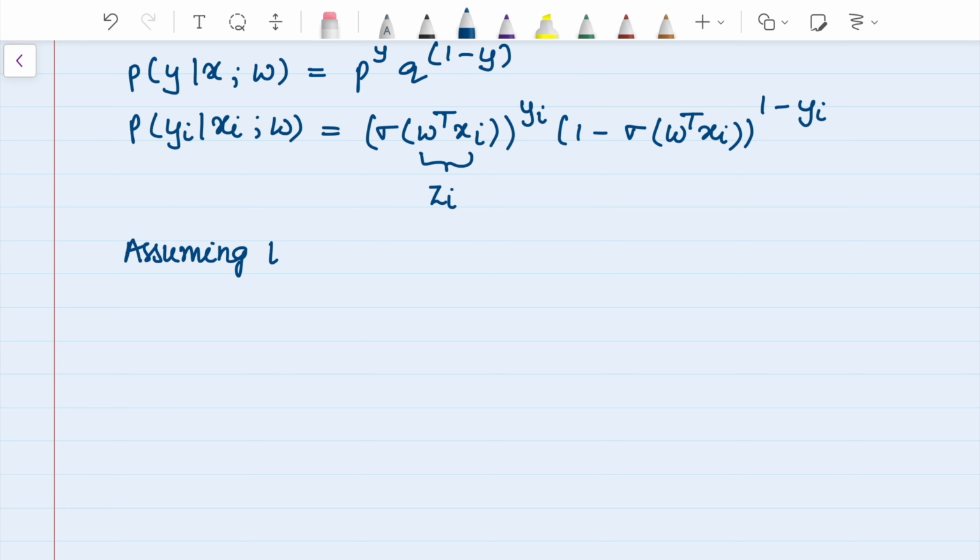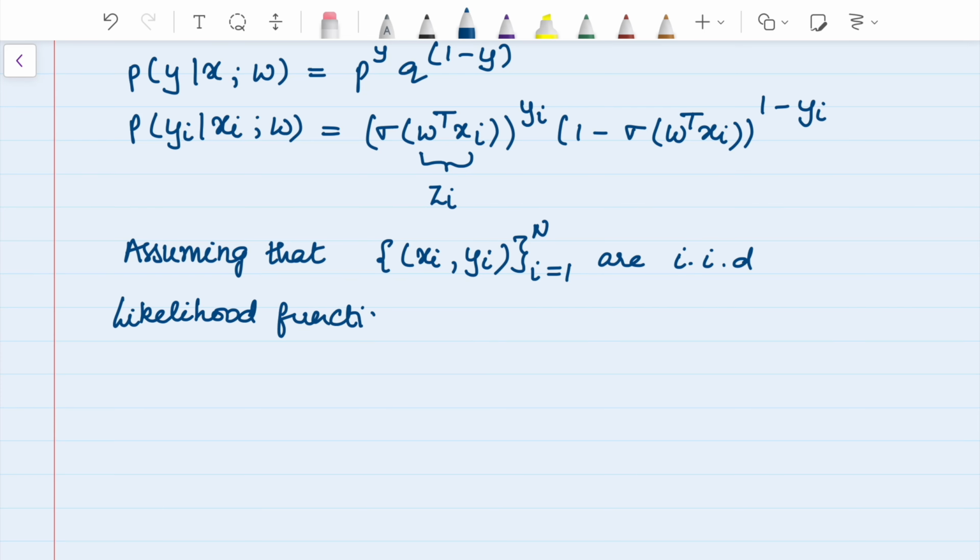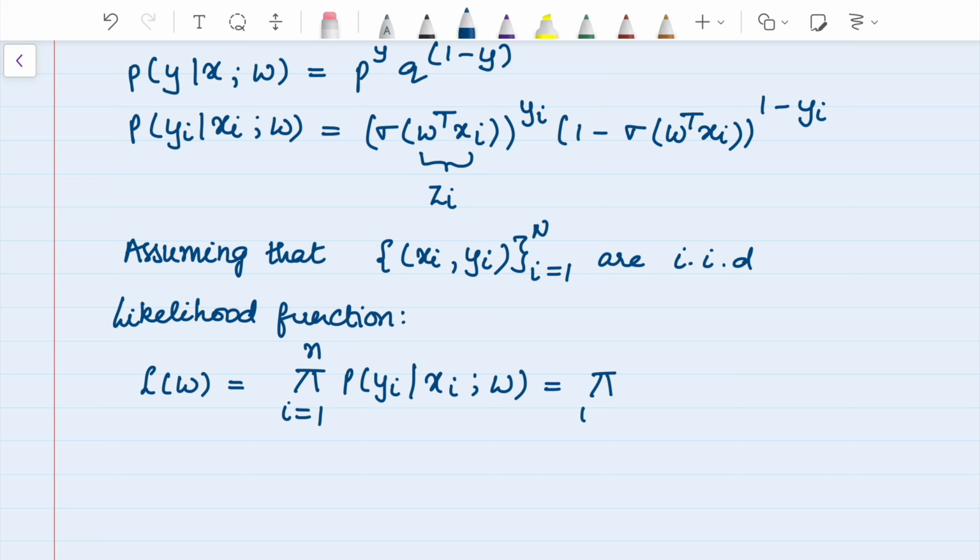Now we make a very important assumption that the data set xi, yi from i equals 1 to n are IID, which means the points in the data set are independently and identically distributed. So now we can write the likelihood function to be L(W) equals the product from i equals 1 to n of P(yi given xi and w), which equals the product from i equals 1 to n of sigma(zi) to the power yi times (1 - sigma(zi)) to the power 1 - yi, where zi equals W transpose xi.